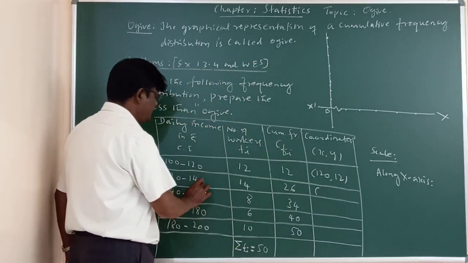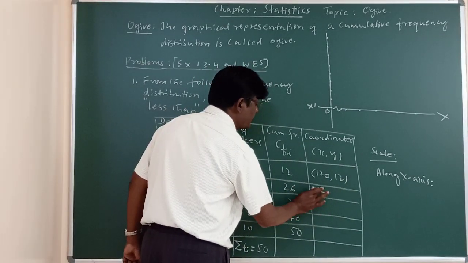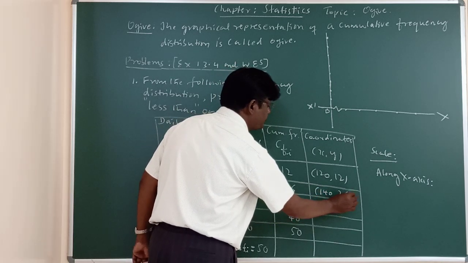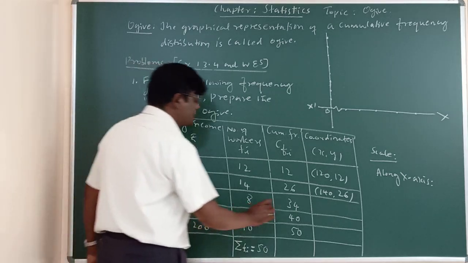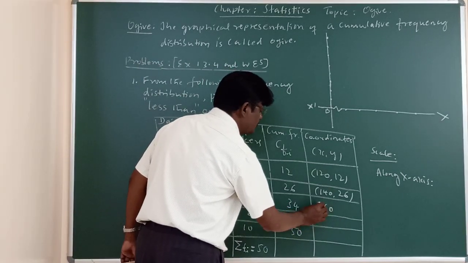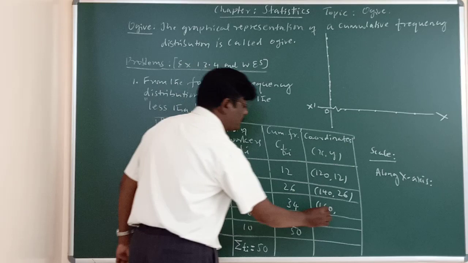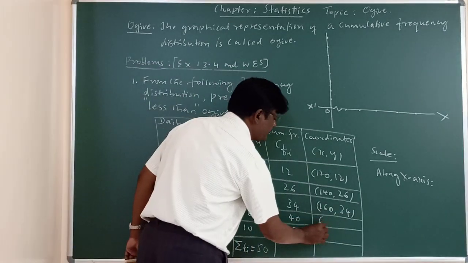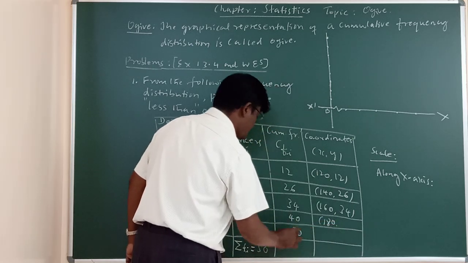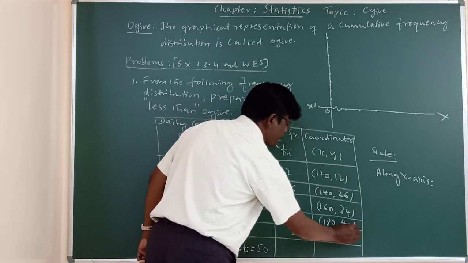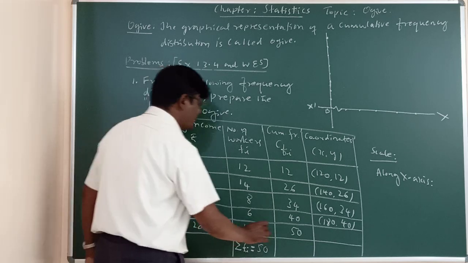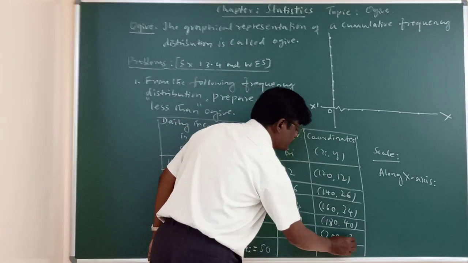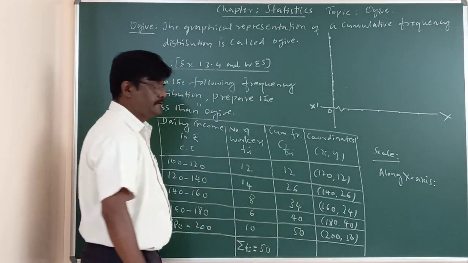Then upper limit 140, 140 comma 26. Next 160 comma 34. Then 180 comma 40. 200 comma 50. These are the coordinates.